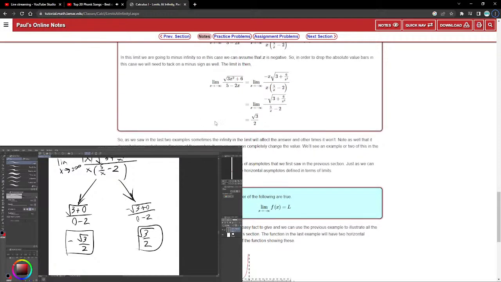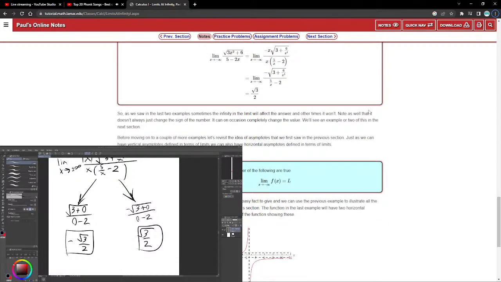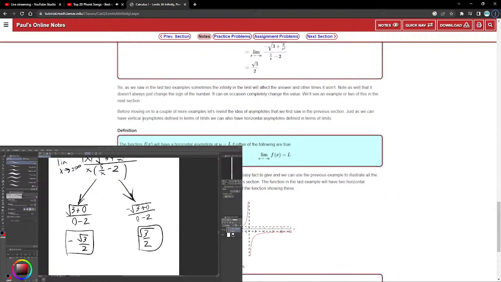So as we saw in the last two examples, sometimes the infinity and the limit will affect the answer and other times it won't. Note as well that it doesn't always just change the sign of the number. It can on occasion completely change the value. We'll see an example or two of this in the next section.